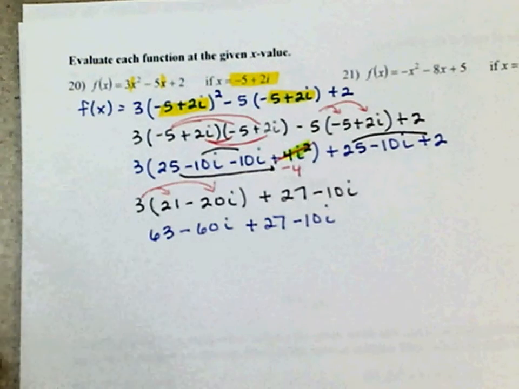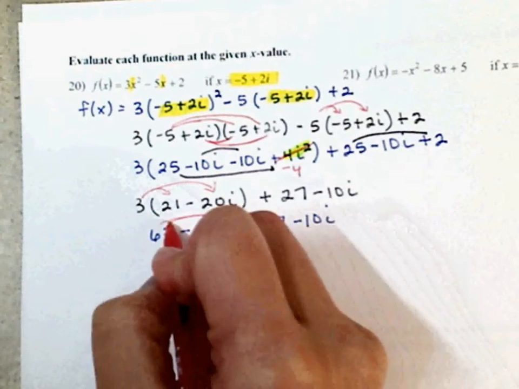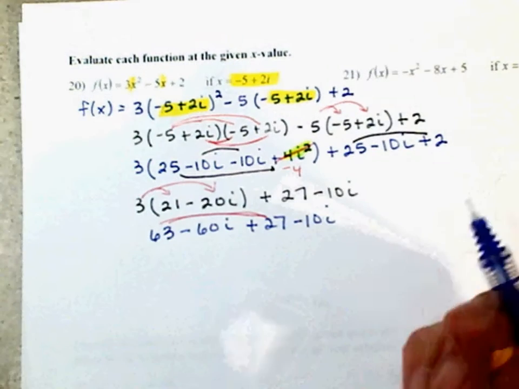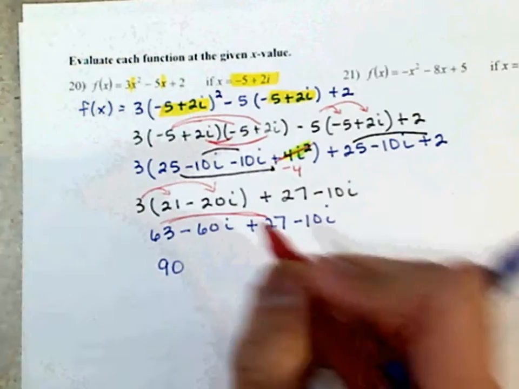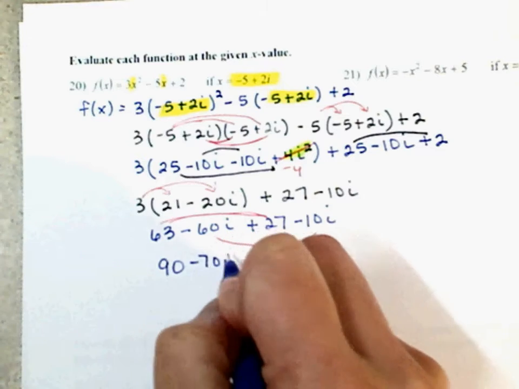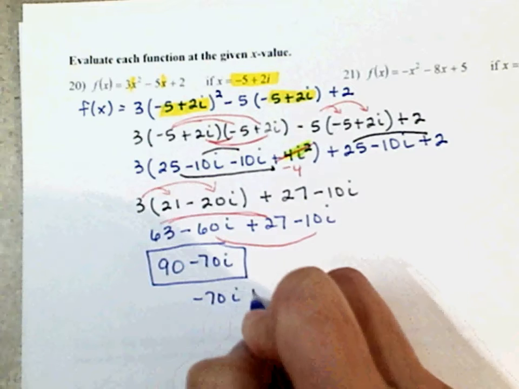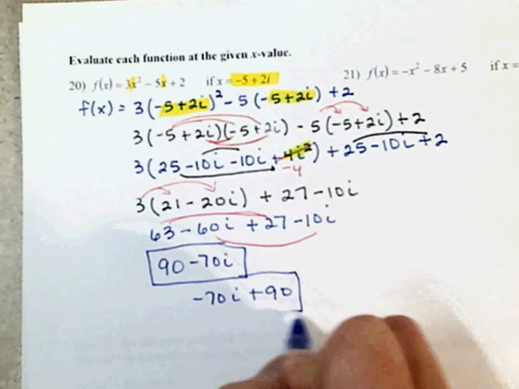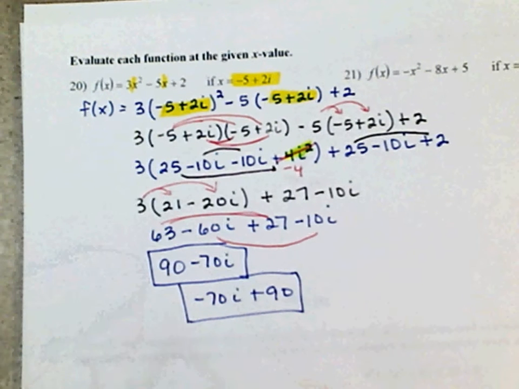Multiply first. Nothing to simplify, but I got these two that are alike. What is 63 plus 27? That is 90. What is negative 60i minus 10i? Negative 70i. Now, if you write negative 70i plus 90, does that make it wrong? No. But I like you to write the numbers first. I'm not going to count it off if you have it flipped, okay? So, there's number 20.